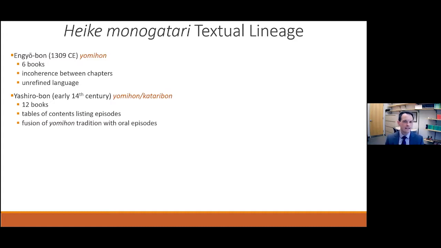First, the text is a combination of different scripts featuring both Chinese and simplified Japanese characters, but it has many long strings of words that are written in Sinitic, not Japanese word order. The Yashiro is also divided into 12 books with no discernible divisions between the episodes. But each book features a table of contents which lists each episode. Some have seen this as an early effort at creating a text with episodic divisions for memorization and recitation, which later becomes a standard feature of Katari Bon texts.